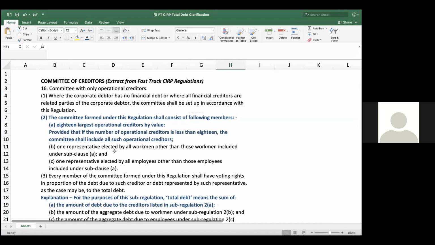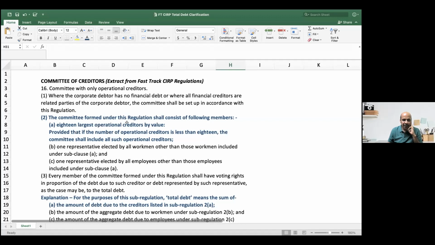Okay, thank you. So regulation 16 of fast track CIRP says committee with only operational creditors. मतलब जहाँ पे financial creditor नहीं है और सिर्फ operational creditors हैं. So it says where the corporate debtor has no financial debt or whether all the financial creditors are related parties of the corporate debtor, the committee shall be set up in accordance with this regulation. So two aspects. One is there is no financial debt, यानी financial creditors नहीं है. Second possibility, जहाँ पे financial creditors हैं, but they are relatives. So the way COC will be set up will be as per this regulation.